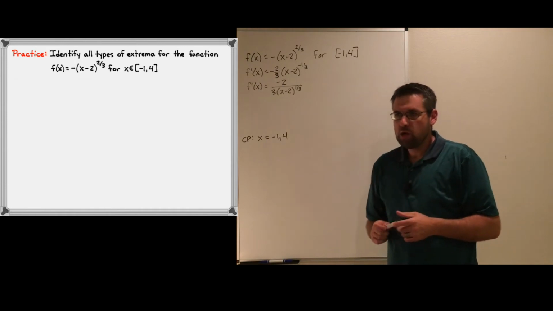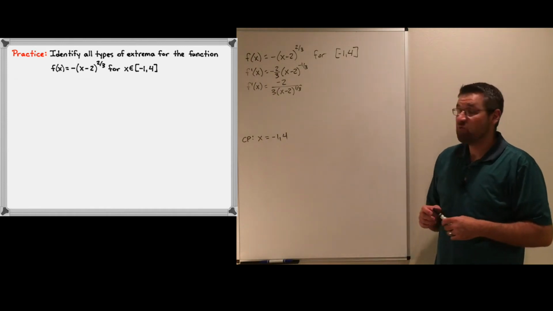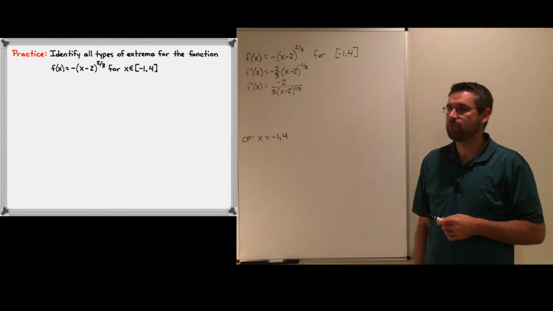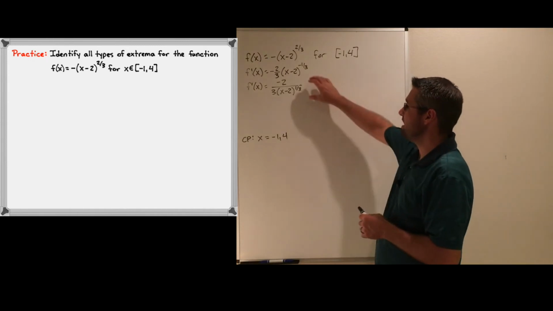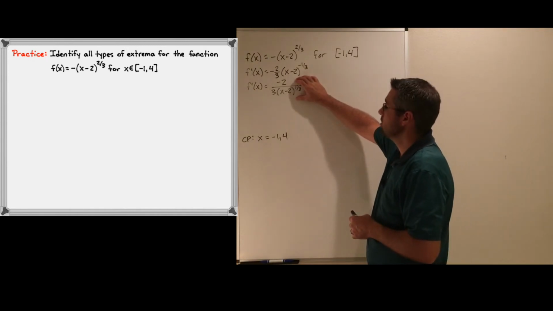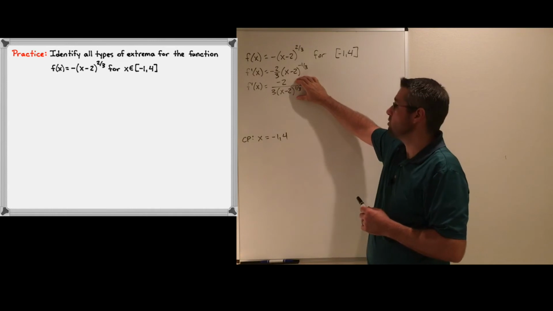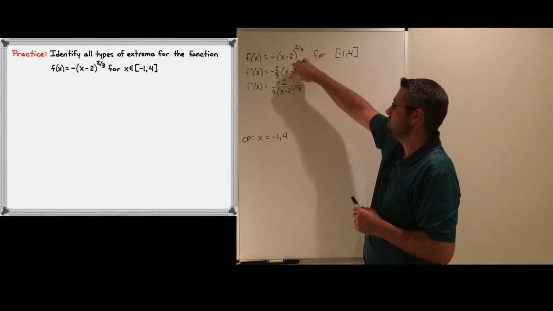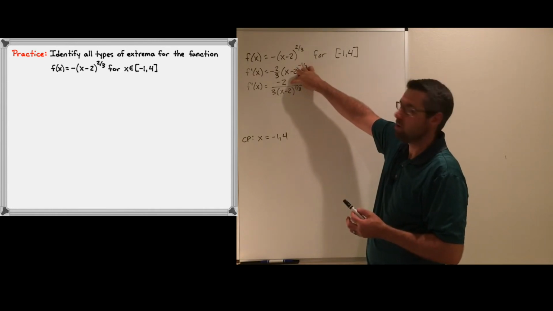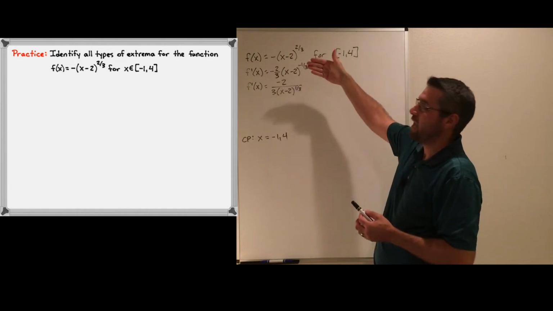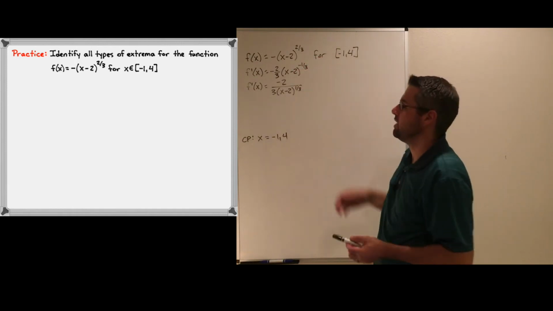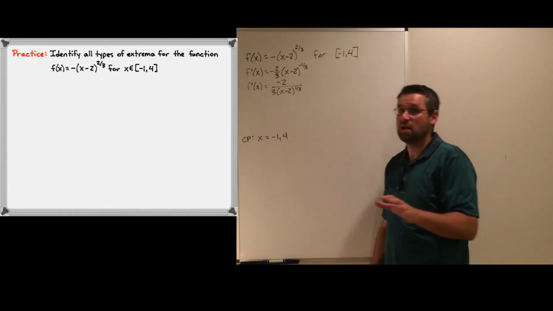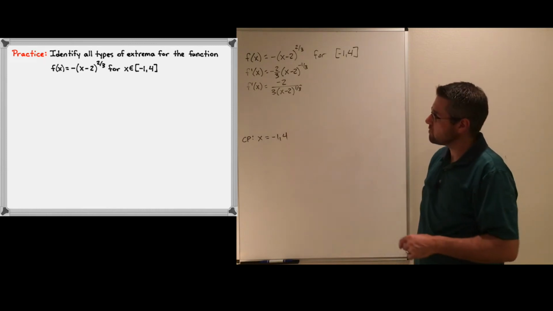Now, we want to identify when f prime is equal to 0. Well, if we have a fraction here, f prime can only equal 0 if the numerator is equal to 0. And in this case, the numerator can't equal 0 because it's a constant, it's -2. So f prime does not equal 0 ever.